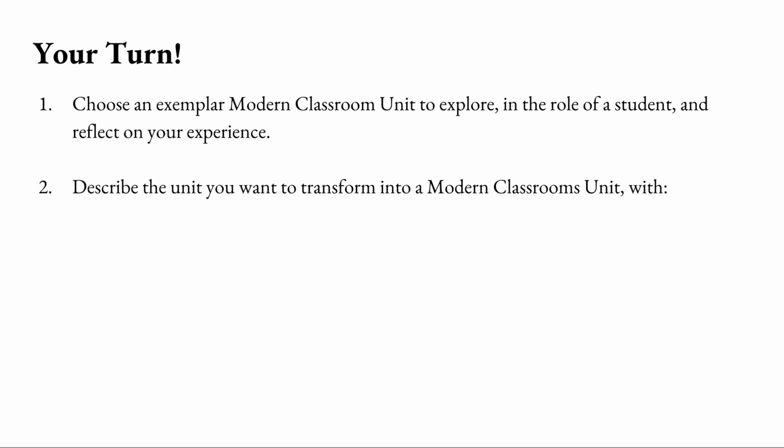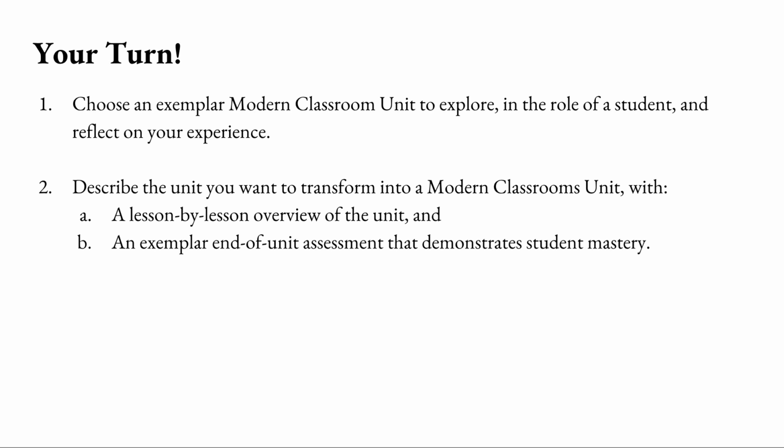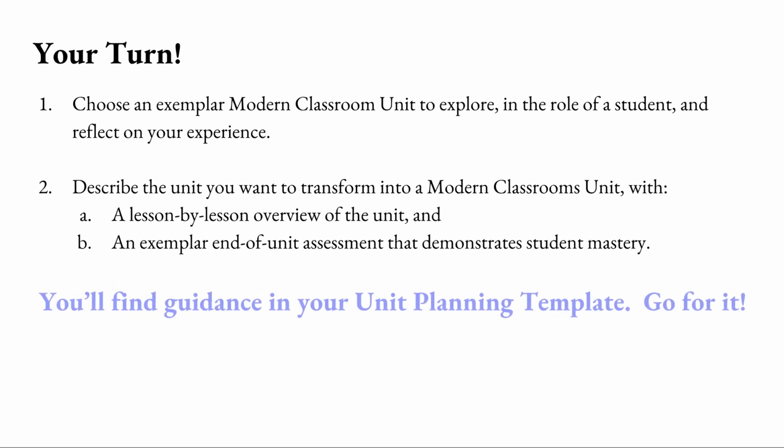And then next, you're going to describe the unit from your course, which you want to transform into a modern classrooms unit. So you're going to choose a unit, and then you're going to say, here's the lesson by lesson overview of that unit I want to teach. And you're also going to come up with an exemplar end of unit assessment that demonstrates student mastery. So we want students to be able to do something. This is where they're going to get at the end of the unit, and then we can work backwards from there.